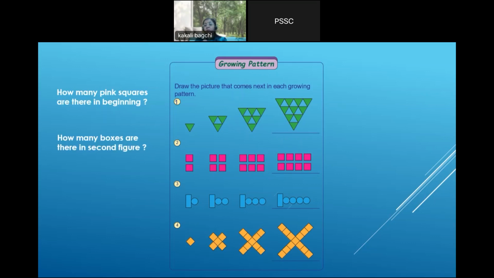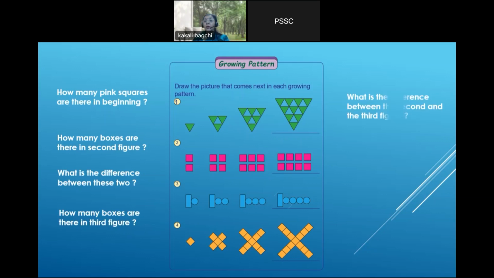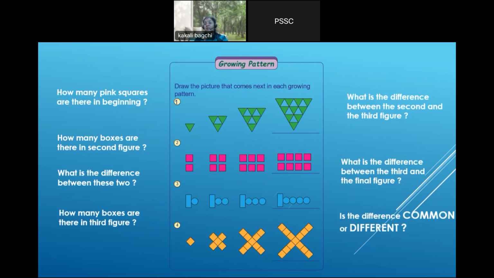How many are there in the second figure? 4. What is the difference between first and second figure? 2. How many boxes are there in the third figure? 6. Yes. What is the difference between second and third figure? 2. What is the difference between third and final figure? Again, 2. Is the difference common or different? Common.